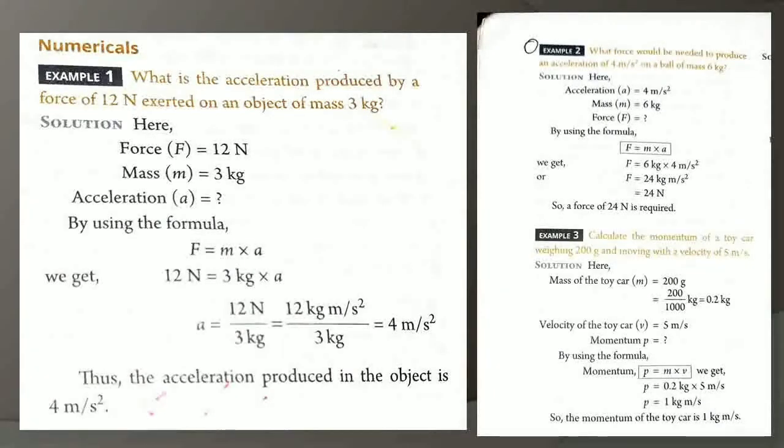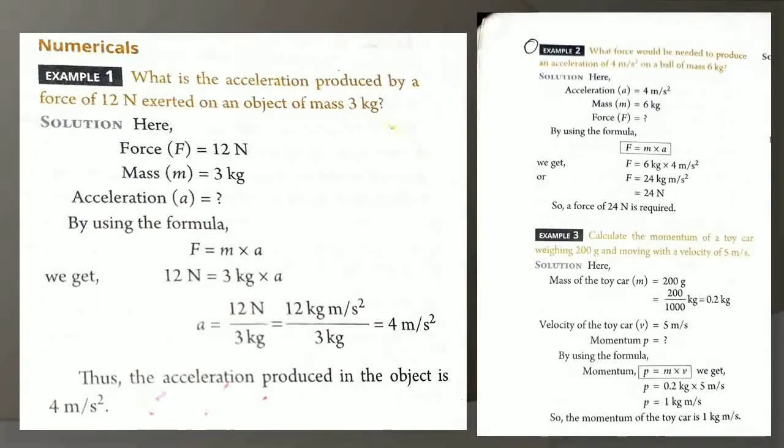Clear? Now our third example is, calculate the momentum of a toy car weighing 200 gram and moving with a velocity of 5 meter per second. Clear? Here we have to find the momentum, and the mass is given in gram and the velocity is given. Clear?